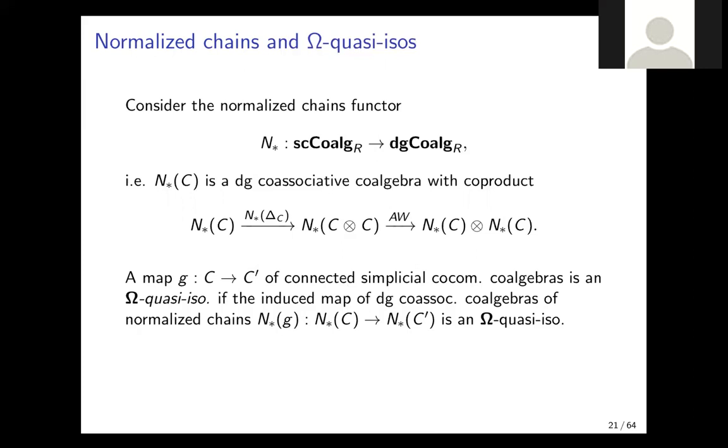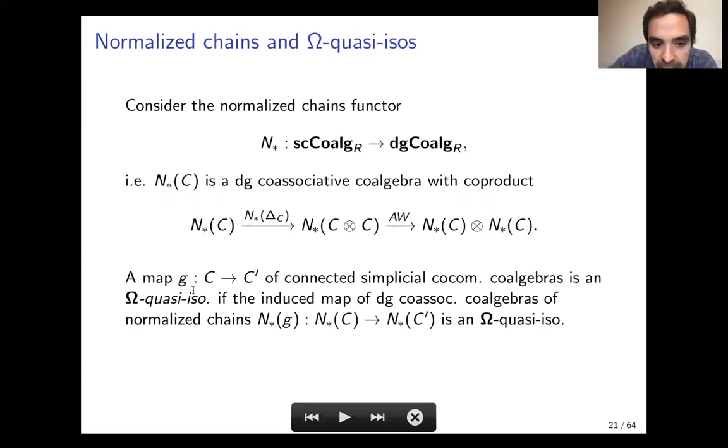What does that mean? It means this: a map between simplicial cocommutative coalgebras is an omega quasi-isomorphism, I'm defining what this means, if the induced map at the level of differential graded coalgebras, induced by this normalized chains functor, is a Khobar quasi-isomorphism or omega quasi-isomorphism in the previous sense I described.